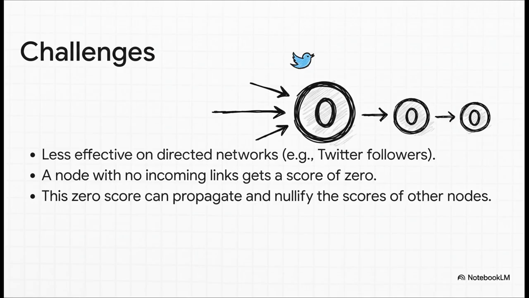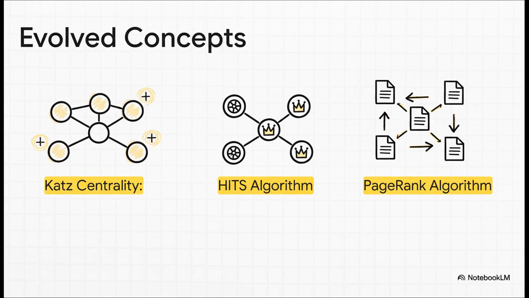The perfect example is Twitter. You can follow a celebrity, but they definitely don't have to follow you back. In a network like that, someone with 0 followers would get an influence score of 0. And the problem is, that 0 can then ripple through the network and incorrectly wipe out the scores of other people too. So to fix these kinds of issues, new algorithms started to evolve.